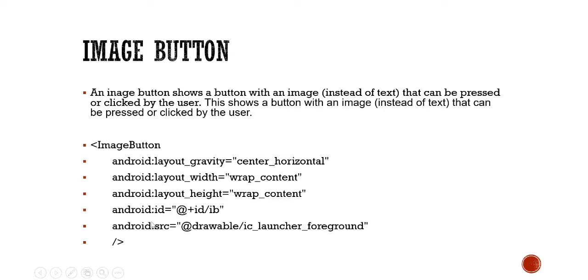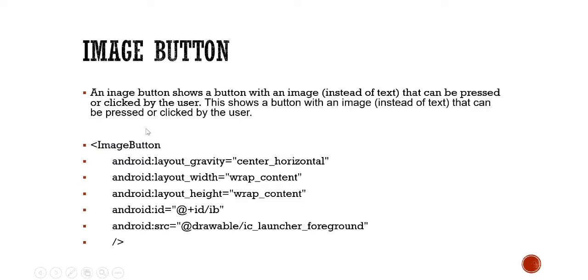Since it is an image button, an image should be imported from the drawable folder in our Android Studio. After entering the Android src attribute, all the images that are in the drawable folder will be shown in a list. Select the particular image that we want to use in the image button. Basically, an image button is a button with an image. It is used to perform some task when the user clicks or selects it.